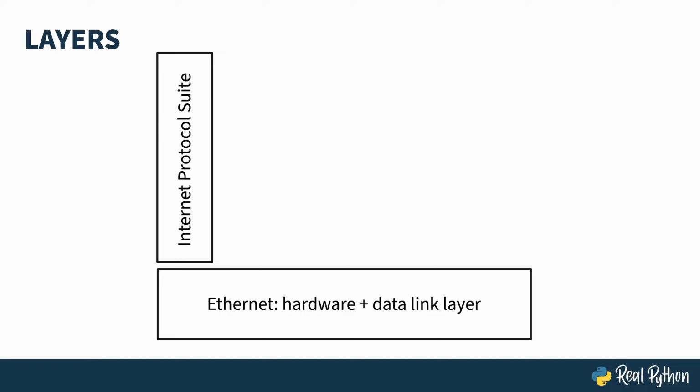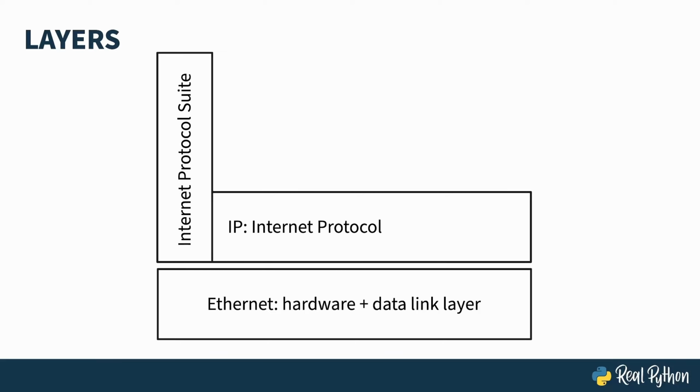Sitting on top of the data link layer is the Internet Protocol Suite. Yep, that's where the internet gets its name from. This suite is split up into layers as well. The bottom portion of the internet is the IP layer, also known as the Internet Protocol. This layer is responsible for sending and receiving the chunks of data known as packets over the data link layer. This layer is fairly simple, and if something goes wrong during the transmission or the packet gets mangled, this layer does nothing about it. It's just there to send data between two machines.